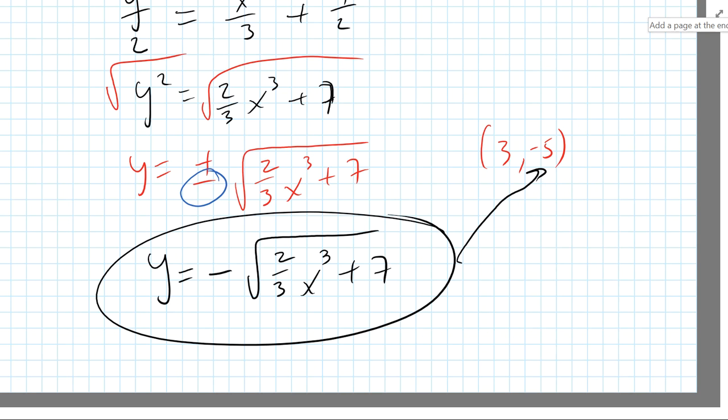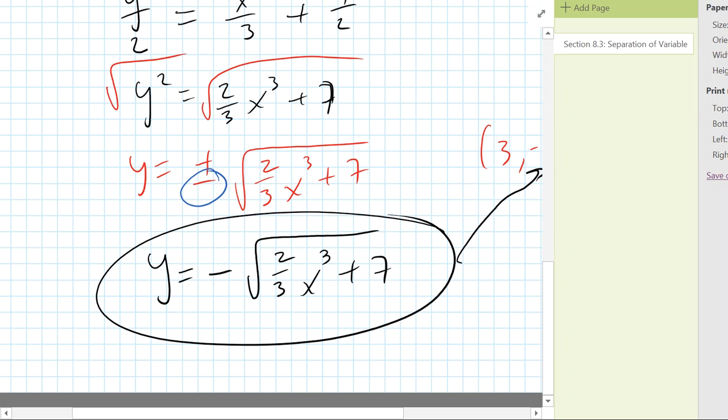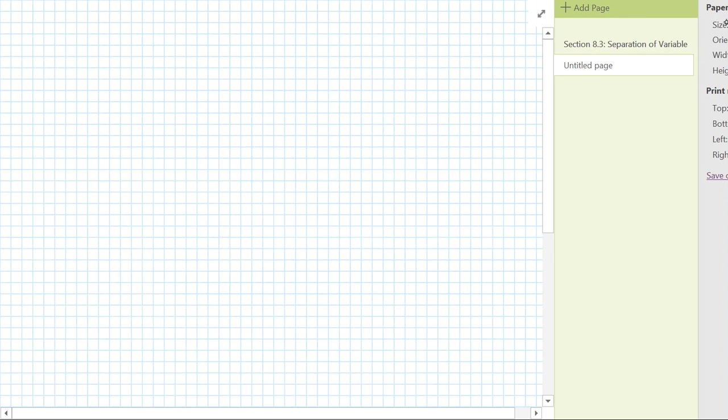Okay, I need to add a page. Hang on a second. Let me see this page. I'm going to look at the view page. Paper size. Letter. Let me see what happens when I add a page. Oh, good, it worked.